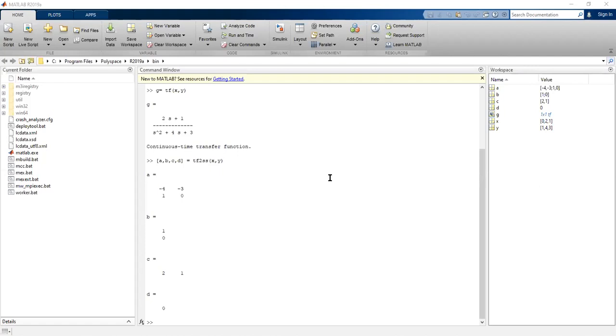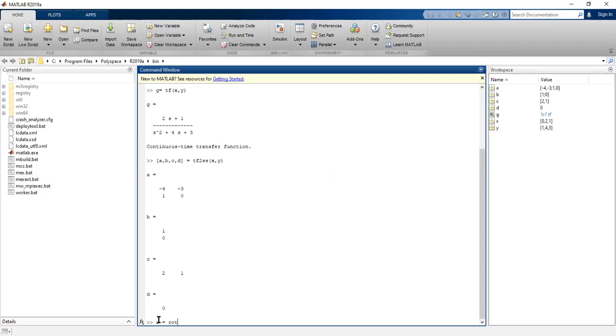Now, there are some things that we need to be able to find. So, for example, is this system stable? Then we'd have to find the roots of the characteristic equation. So just type in like z equal roots.